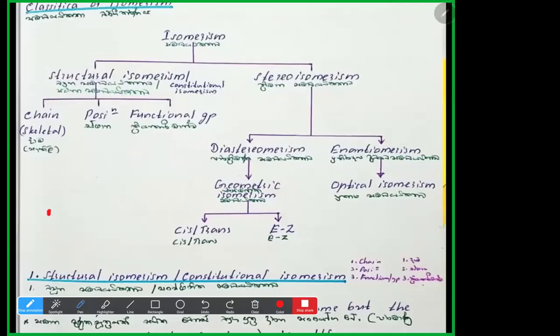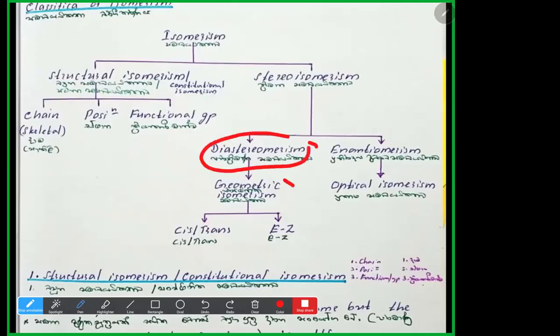Structural isomerism comes to the chain, that is chain isomerism. Same functional group, but in a different position, is positional isomerism. If there are two different functional groups but the same formula, that is functional group isomerism. Spatial arrangement: if they are non-superimposable mirror images of each other, those are enantiomers. If they are non-mirror images, those are diastereomers.